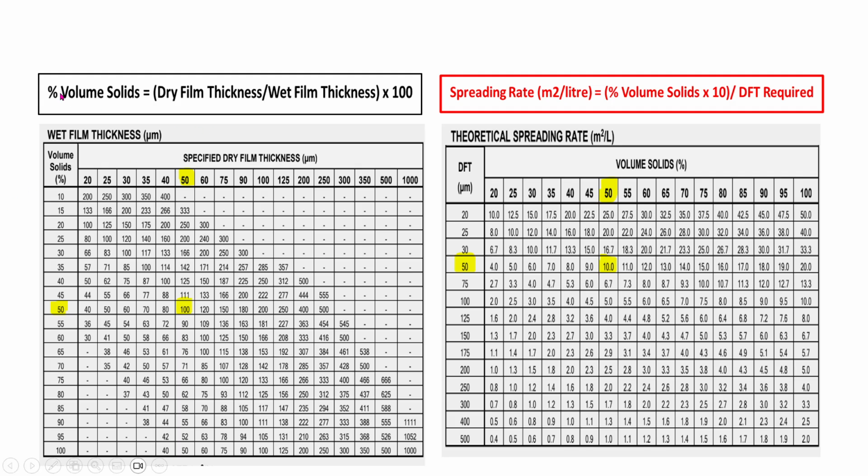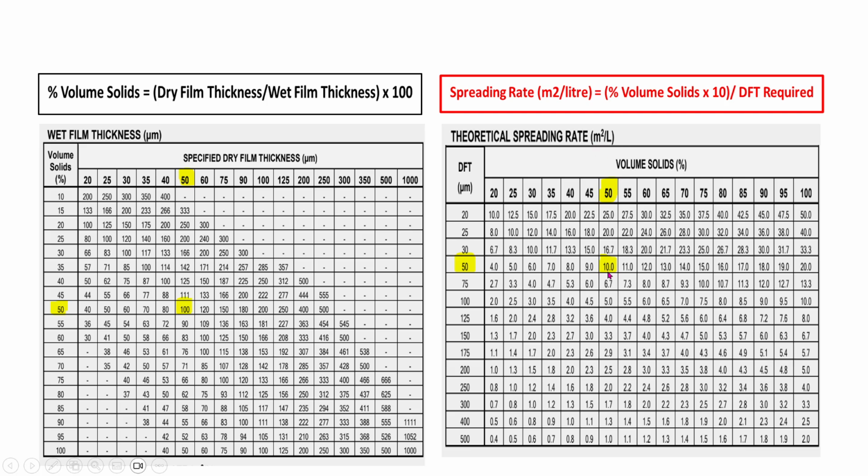You see where the dry film thickness is. The tables are also available. You see for the percentage value 50%, if your specified dry film thickness is this much, so what will the wet film thickness be? For 60 dry film thickness, for 50% volume it will be 120. So the graph calculation and the table form are also available. Similarly, here also you can come to know the spreading rate for the percentage volume solids. This is the DFT. So what is the meter square per liter?